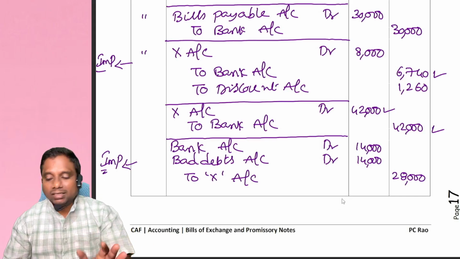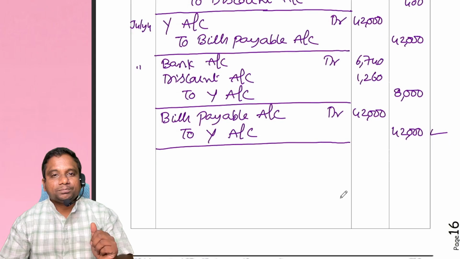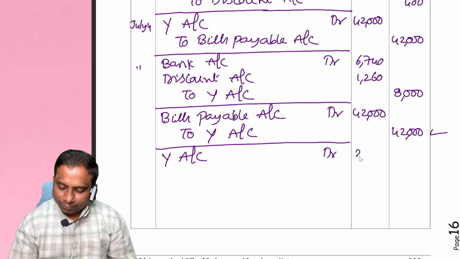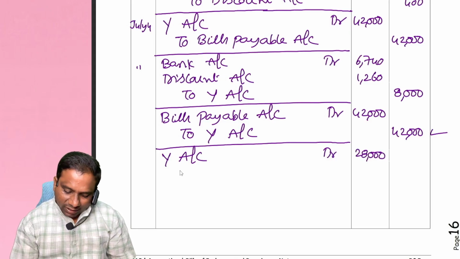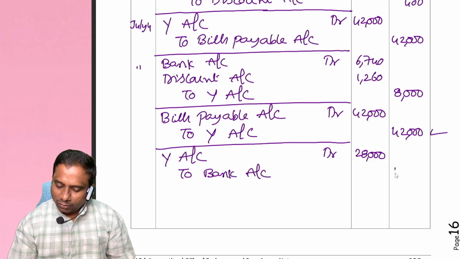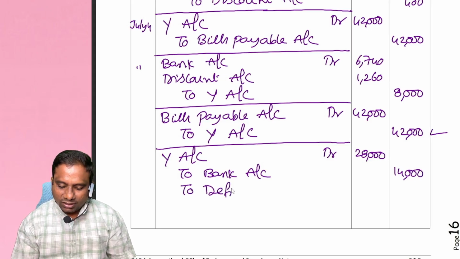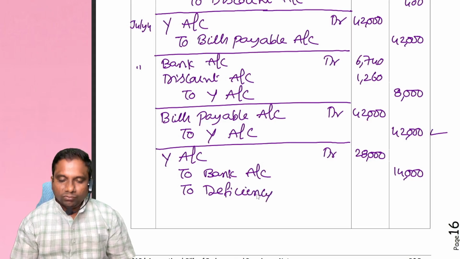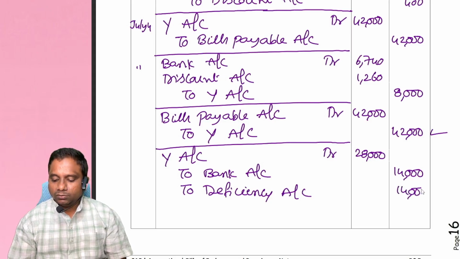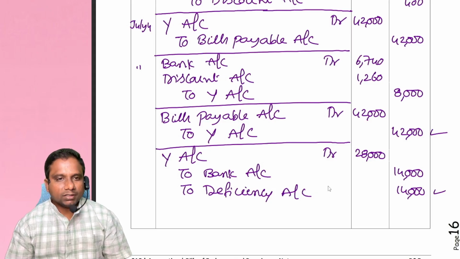Now for the same transaction, what is the entry we record in the books of X? X is making payment. So Y account debit 28,000 to bank account 14,000 to deficiency account, na? We record in the books of X deficiency 14,000, because this much amount we are unable to pay to Y, so that it is a deficiency.